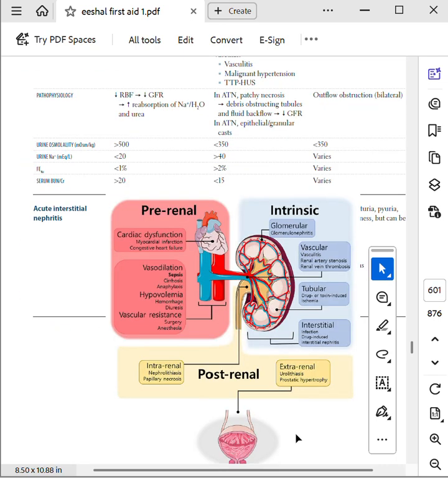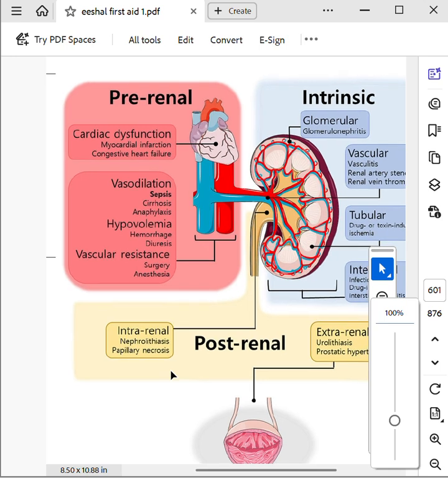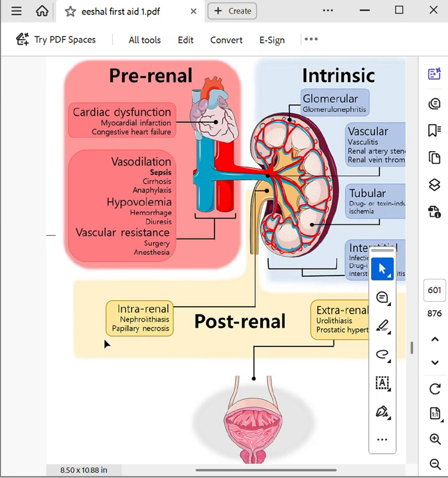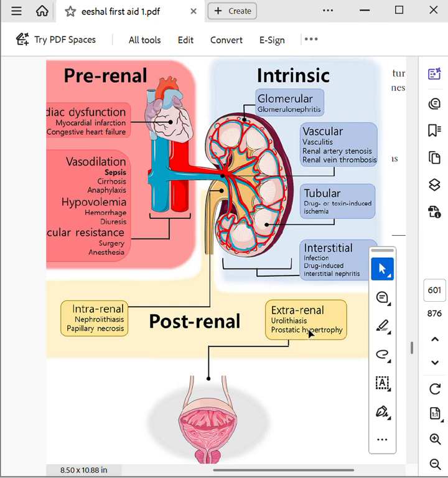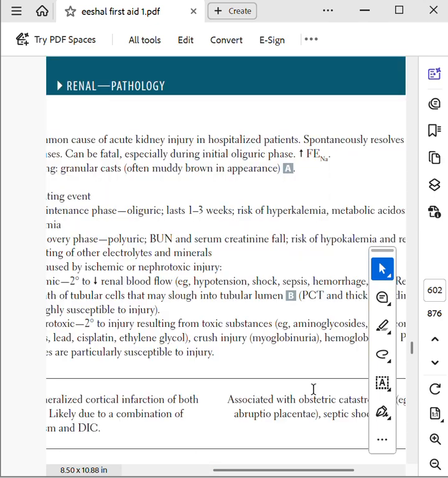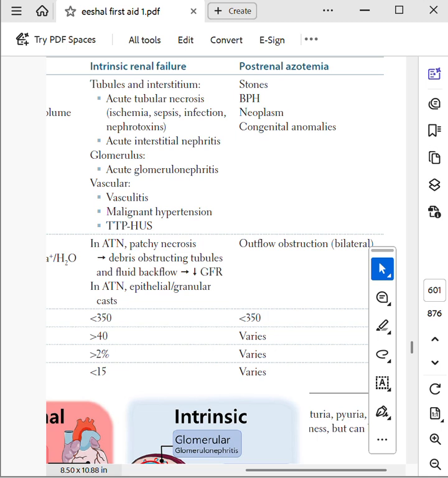Post-renal azotemia will either be intrarenal, where you may have a stone obstructing in nephrolithiasis or papillary necrosis, or you may have extrarenal problems such as urolithiasis or prostatic hypertrophy. Now, in post-renal azotemia, we usually get an obstruction, and the obstruction is usually due to stones or prostate enlargement or tumors. This creates a back pressure.